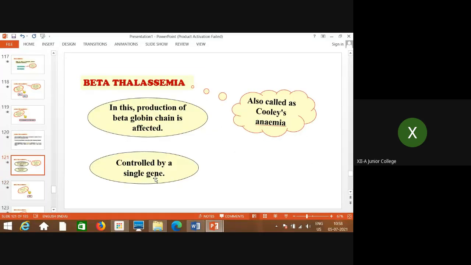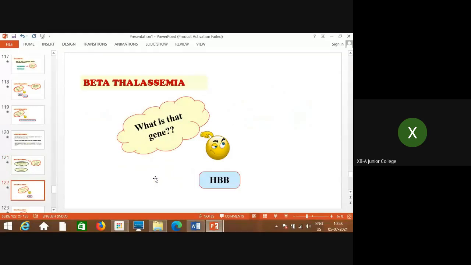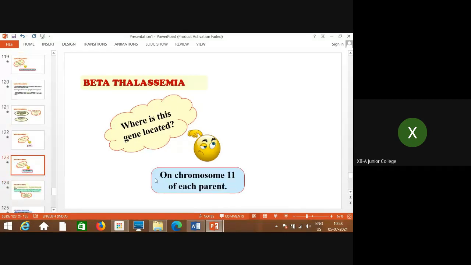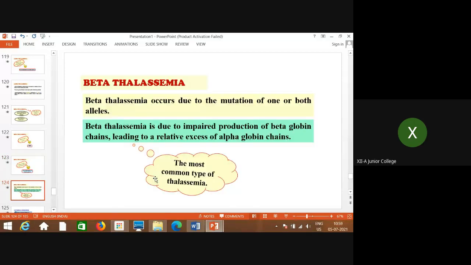A similar condition is seen in beta thalassemia. Here the production of the beta globin chain is affected, which is controlled by a single gene, also known as Cooley's anemia, called HBB. HB represents hemoglobin, B is for beta, so that's why this gene is called HBB. In case of alpha, there are two genes, HbA1 and A2. Here for beta, only one gene. It is located on chromosome 11 of each parent, and alpha is located on chromosome 16, remember.